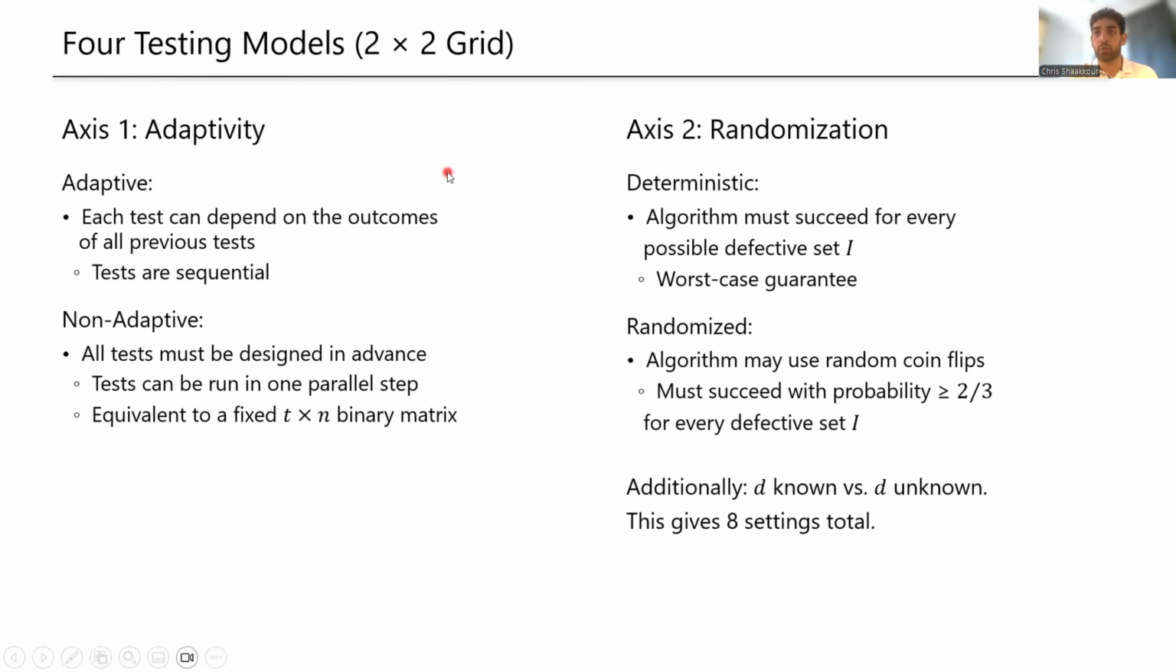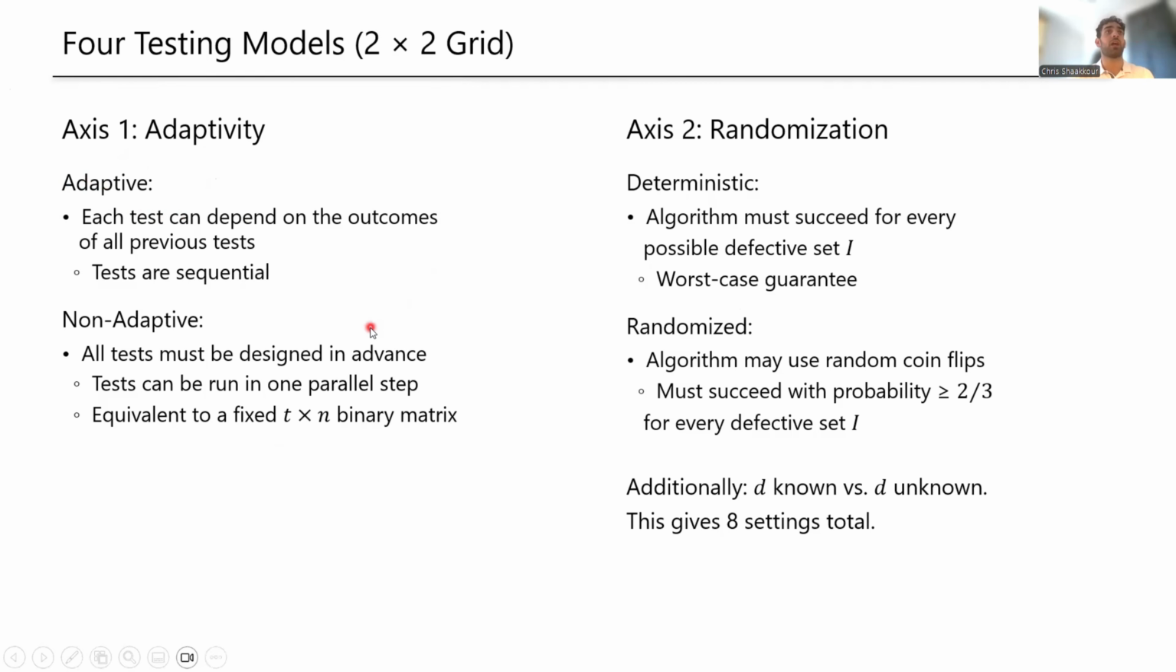For this problem, we have four testing models. One is adaptivity: whether the algorithm that does the group testing to detect l, d, or any number of defective items within the group is adaptive or non-adaptive. Adaptive means each test can depend on the outcomes of all previous tests. So the first test goes, and then the second test can use the results of the previous test, and those tests are run sequentially. This is the adaptive method, and we're going to see this a lot in the paper.